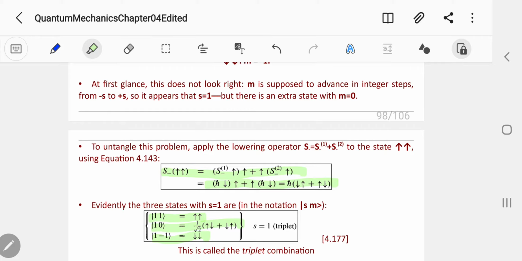And therefore the atom, so spin 1 is a triplet, by the way. So it can be in any of these states. This is called a triplet combination.